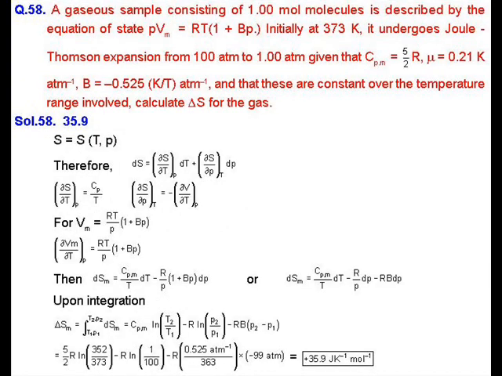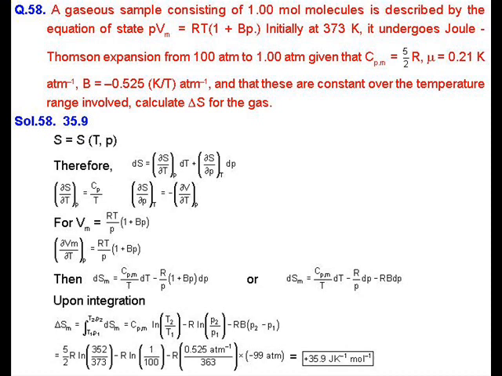Hello everyone, we are going to discuss question number 58 from MTP4. Here it's given that the equation of state for a gaseous sample is given by PVm equal to RT into 1 plus BP. It undergoes Joule-Thomson expansion from 100 atm to 1 atm. Cp is also given to us, that is 5R by 2. Here the Joule-Thomson coefficient is given as 0.21, and the value of constant B is also given to us. We have to find out the entropy change for the gas.